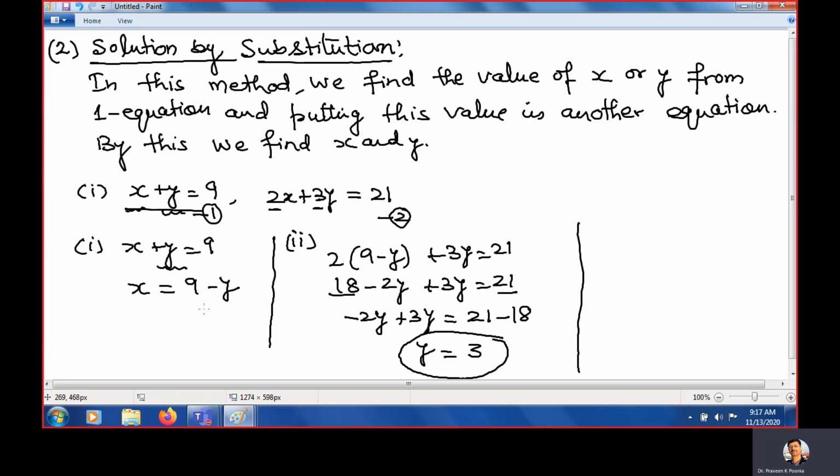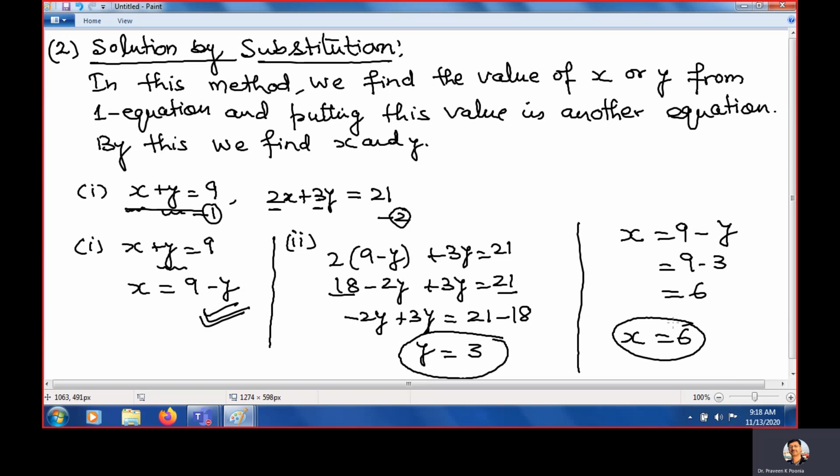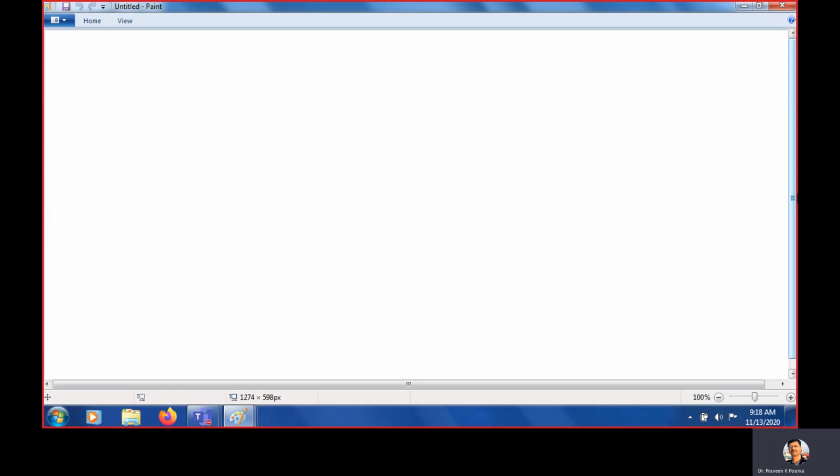Now you put the value of y in this equation. So x is equal to 9 minus y, which equals 9 minus 3, and 9 minus 3 is 6. So what is the value of x? The value of x is 6. Class, this type of question, this method, is very easy. Clear? But you need to check whether x or y is written alone in the first equation. Wherever x and y are written alone, you need to find the value accordingly. Okay, let us solve one more question.